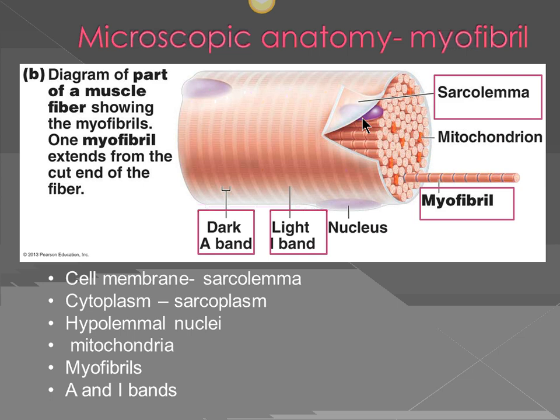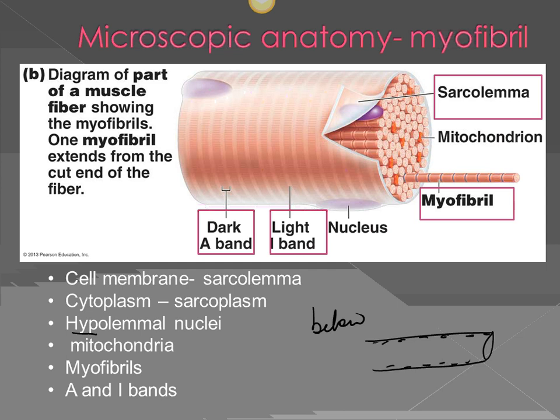The word hypo means below. Whenever we use the word hypo, it means below. So below lemma, or below sarcolemma. So the nuclei position is below the cell membrane, which you can see here. Here's one nucleus, here's another. So when I draw a muscle fiber like this, this is where the nuclei are going to be, like ants in a line, just below the sarcolemma.